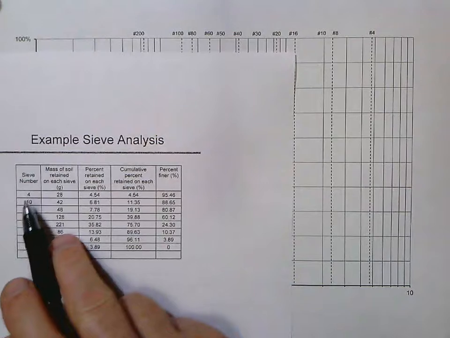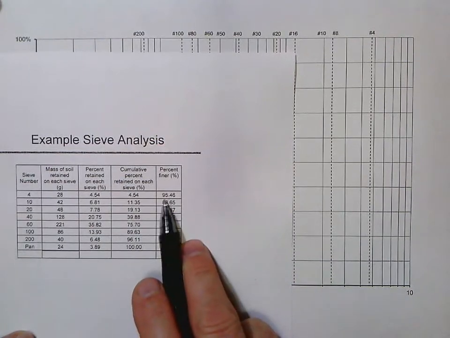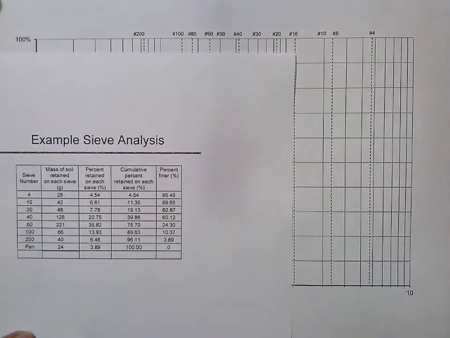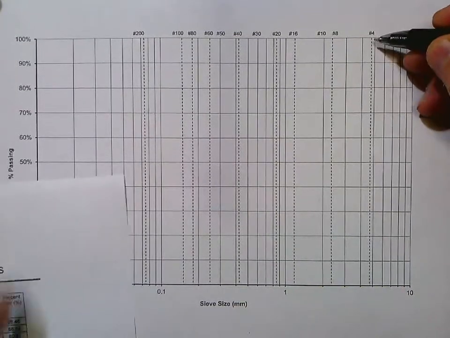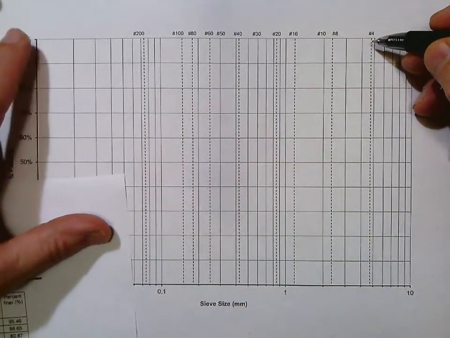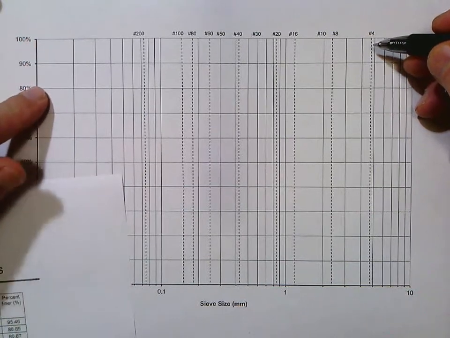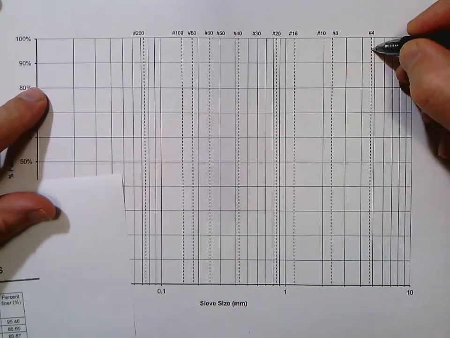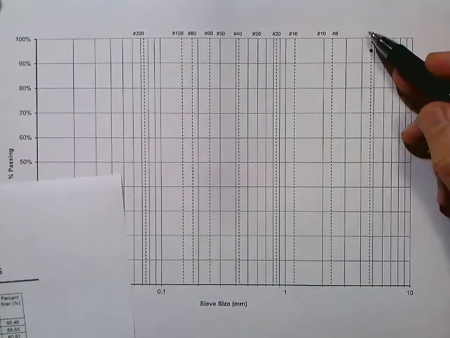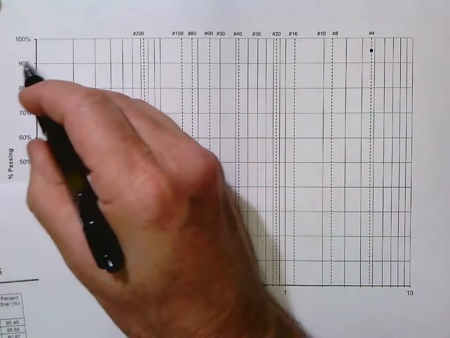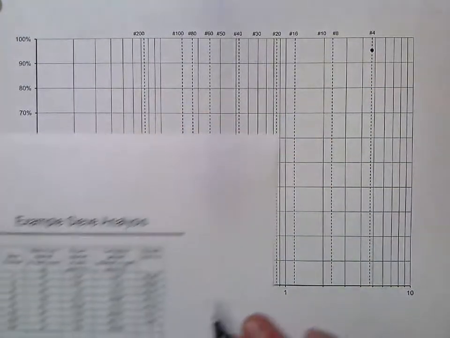So let's look at the data. It says that a number 4 is about 95.46%. So we're going to just estimate that. On the number 4 line, looking over here to the left, there's 90 to 100. So 95.4% is about midway through. So I'm going to put that point there. So that's the data point. Number 4 sieve, about 95% passing.